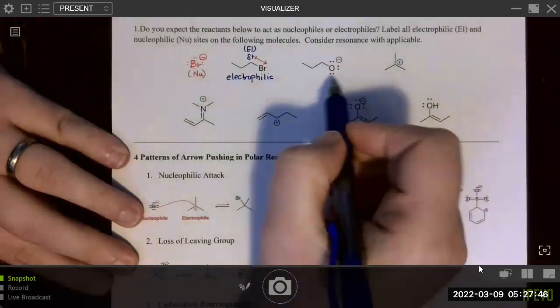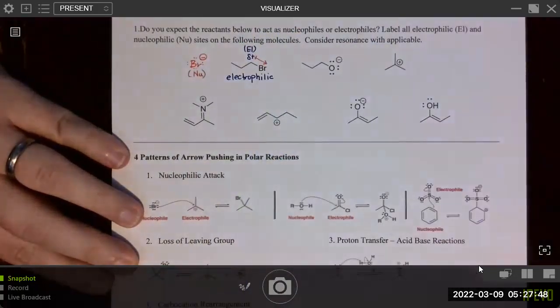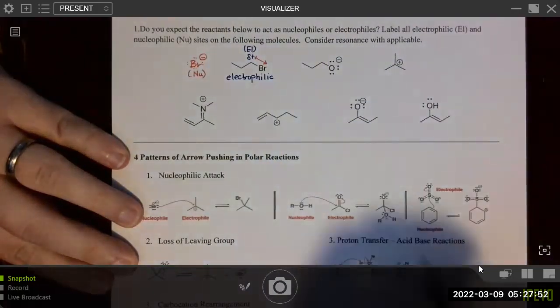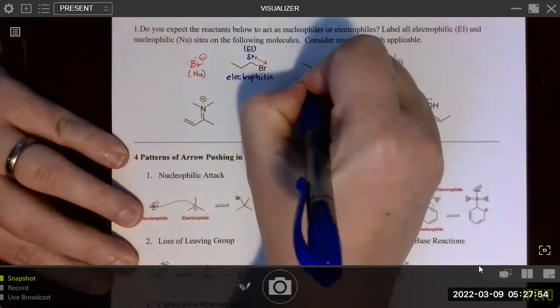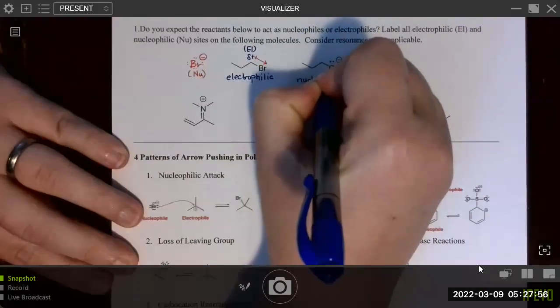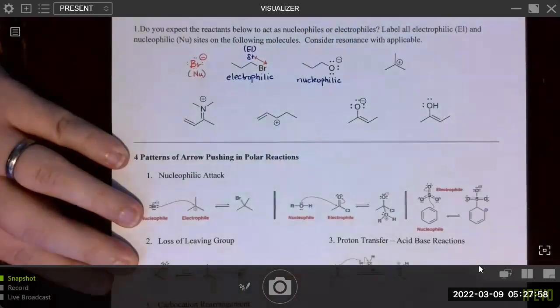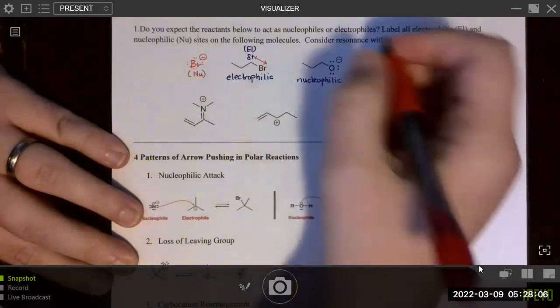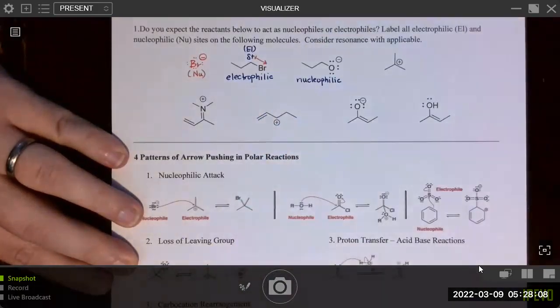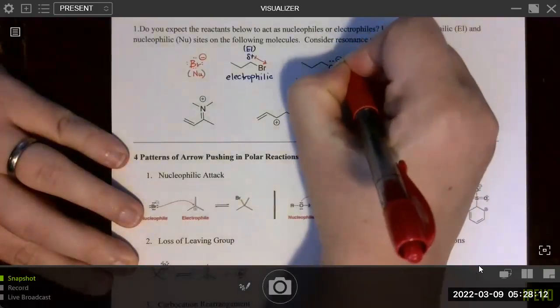Looking at this structure with the oxygen with a formal negative charge, we see that having an atom with a negative charge should hopefully immediately tell us that this molecule is likely to act as a nucleophile. And specifically, it's the oxygen itself that has the full negative charge in this case, that's likely to be the nucleophilic atom.